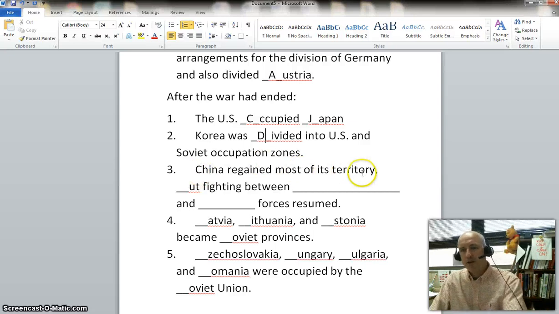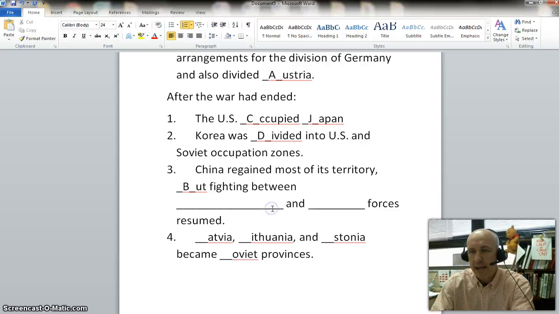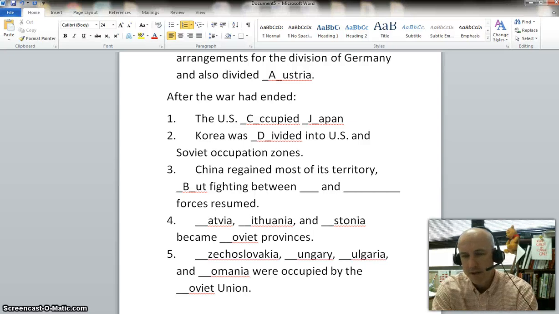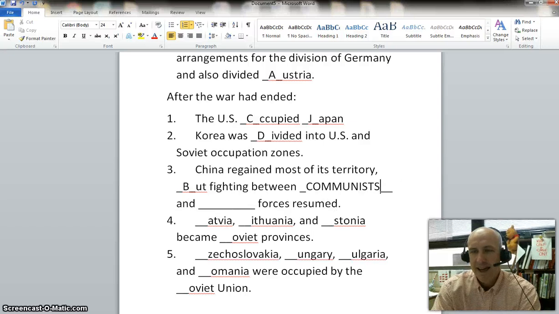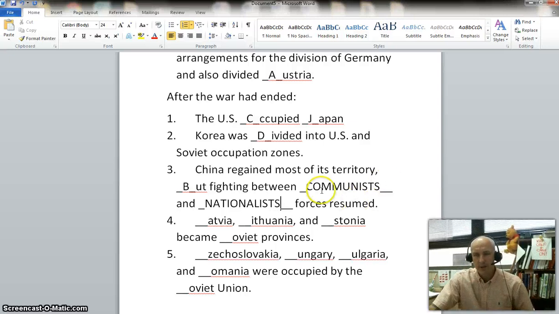China regained most of its territory, but fighting in China now, this is the China you think about here, is going to start because of this. The fighting between the communists and the nationalist forces will resume. The communists will be backed by the Soviet Union. The nationalists will be somewhat backed by the United States.